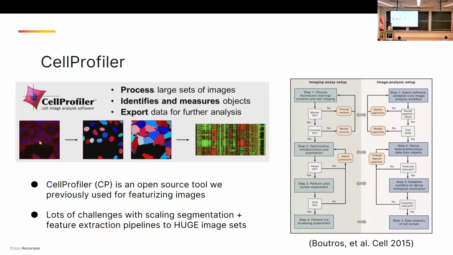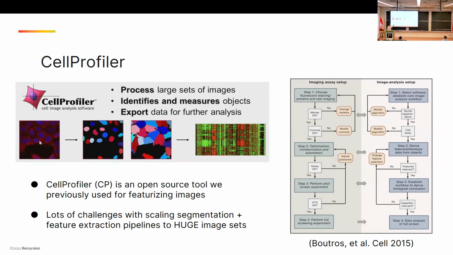So this is the traditional way to do it. It's still used a lot. It's based on segmentation and feature extraction-based approaches. There's an open source software called CellProfiler that's really popular for doing this. There's also a bunch of industry versions of the same process. But this requires you to look at the images and then write algorithms that can segment every single cell individually from the background and from each other.